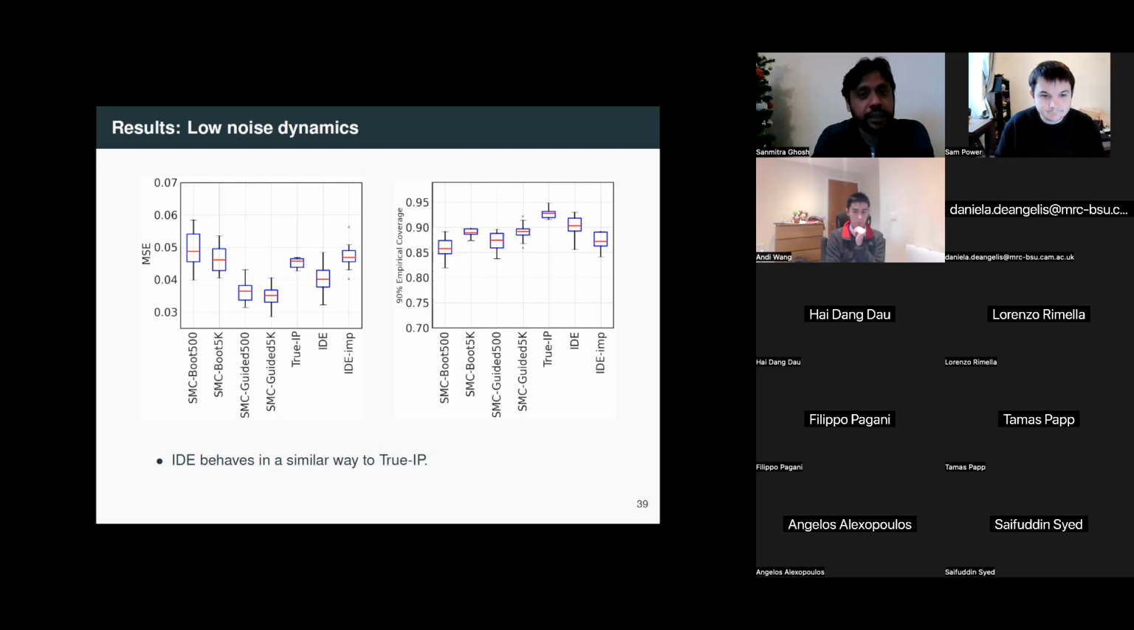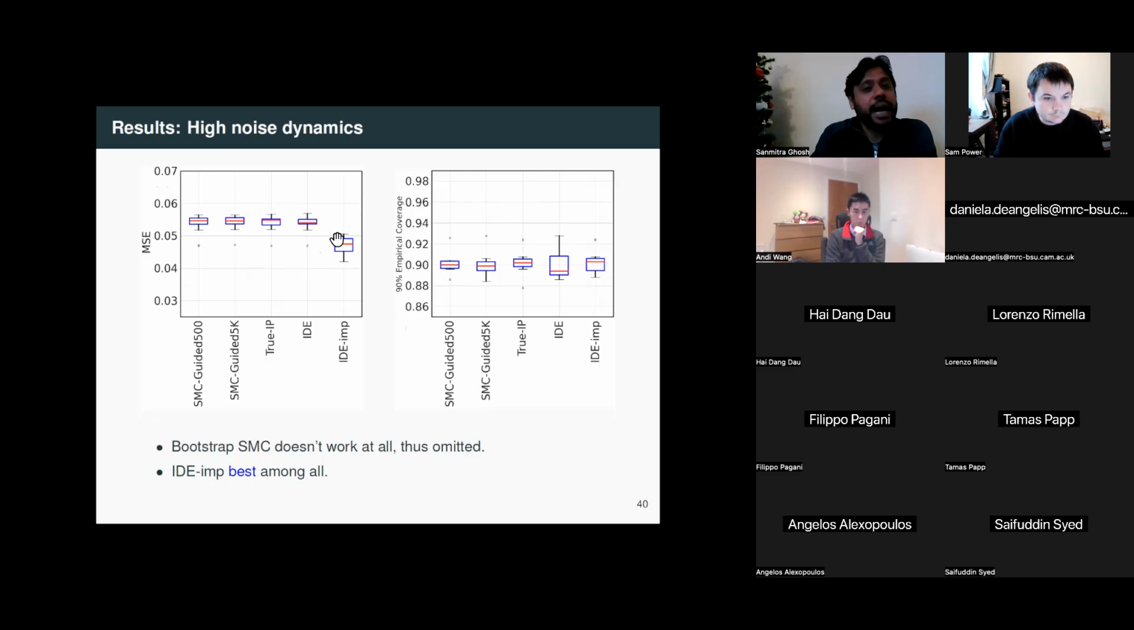So this is encouraging. Now the high noise dynamics. You may have noticed that the bootstrap SMC is gone; it doesn't work. You can think of this as highly informative, because you have high noise dynamics, and then you have similar noise in your output. The bootstrap completely fails, bombed. So the guided particle filter here is doing well.